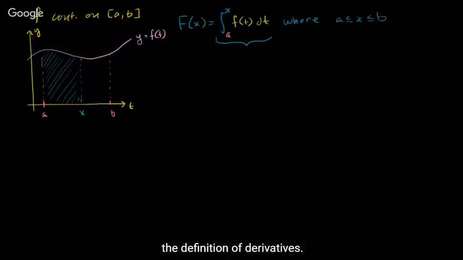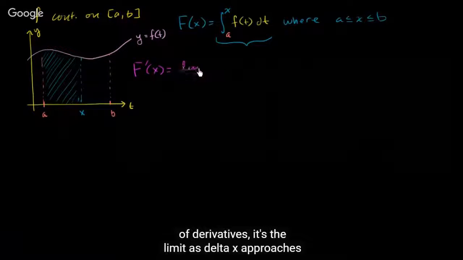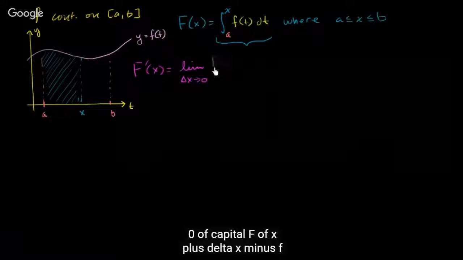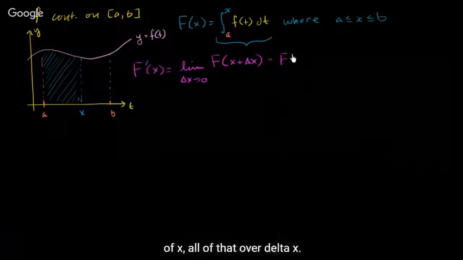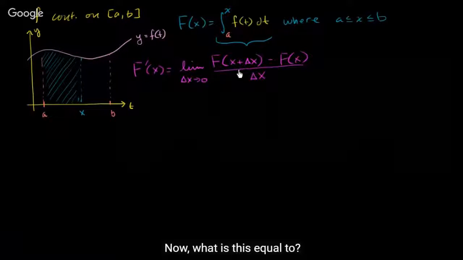So we would get the derivative F prime of x. Well, this is the definition of the derivative: the limit as delta x approaches 0 of capital F of x plus delta x minus F of x, all of that over delta x. This is just the definition of the derivative. Now, what is this equal to?